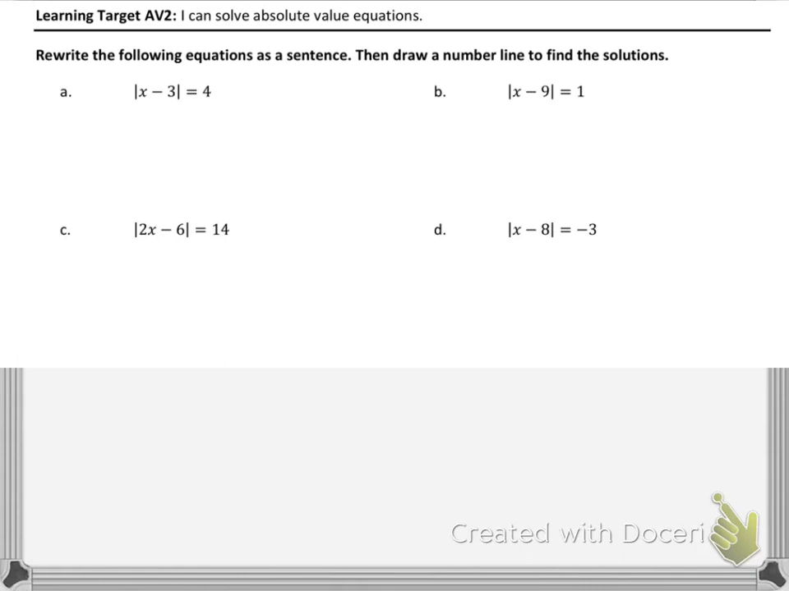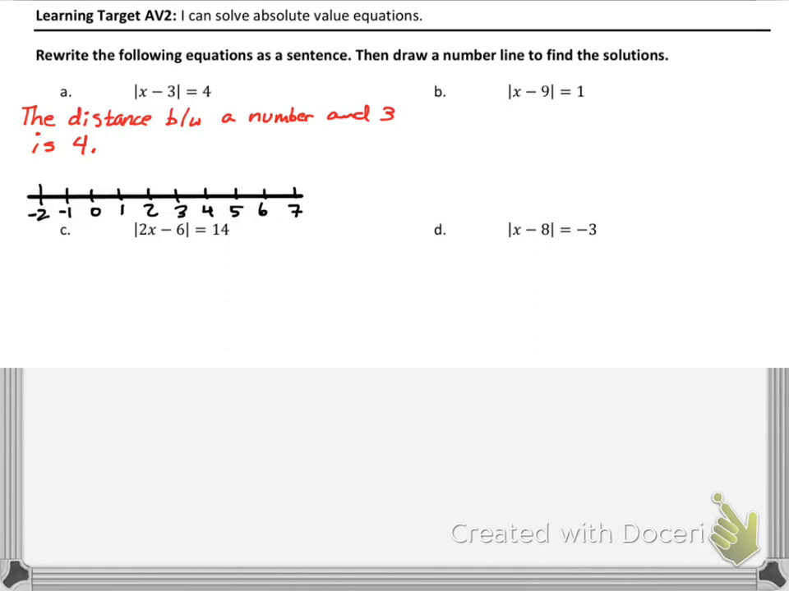Now, again, I'm going to recap a little bit of what we did in the activity. The direction says rewrite the following equations as a sentence, then draw a number line to find the solutions. So this first example here, A, I have the distance between a number and 3 is 4. So I want you to write that sentence. Again, I know it's kind of annoying to write that sentence, but there is a point to it, right? And then I want to draw a number line that shows this mystery.